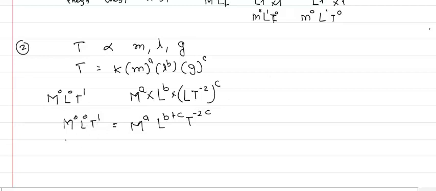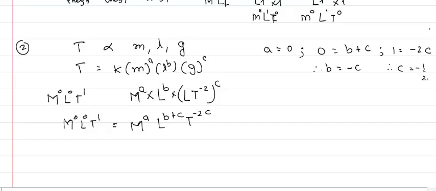Therefore, if I compare powers of mass, I get a equal to 0. So I have obtained the value of a. Now comparing the powers of length, I get 0 is equal to b plus c, and therefore I can write down b is equal to minus c. Thirdly, comparing power of time, I'll get 1 equal to minus 2c, and therefore I'll get c equal to minus half. Putting this value of c as minus half over here, I'll get b is equal to minus of minus half. That will be plus half.